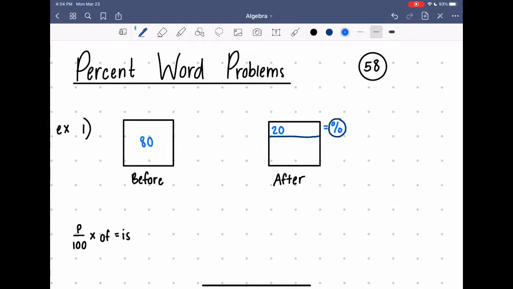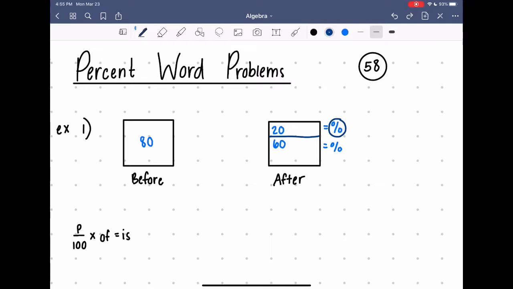Now, if you look at this after box, they only have 20 left. It's really easy for us to figure out how many they lost. That would be the other part of the box. 80 minus 20 is 60. But we also don't know what percent that is. This diagram would actually help us solve two different problems. We can either solve 20 chickens is what percent of 80, or we could solve for 60 is what percent of 80.